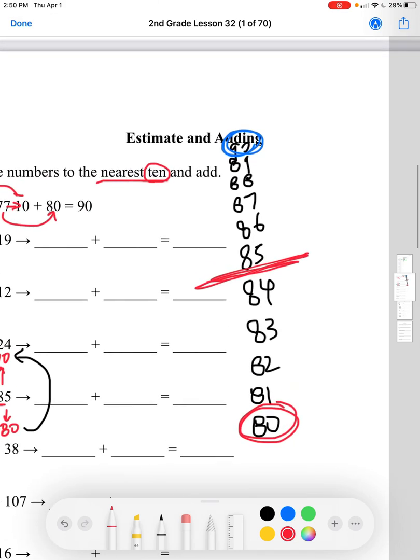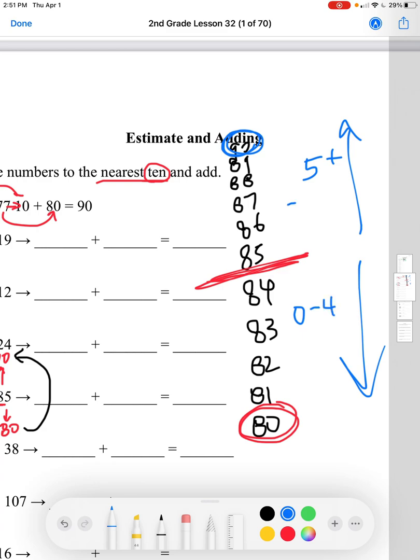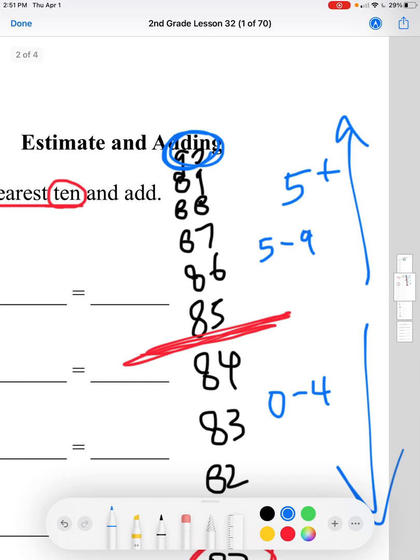So basically, if the ones place is 5 or up, we're going to round up. If it's 4 or down, we're going to round the number down. So if it's 0 through 4, we're going to round down, and if it's 5 through 9, then we're going to round up.